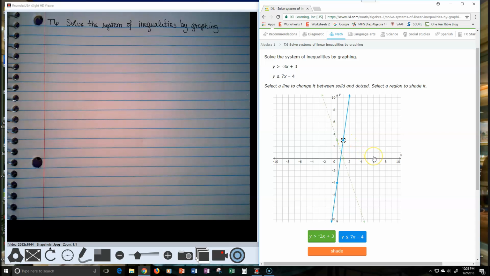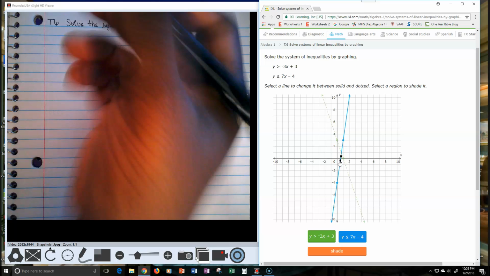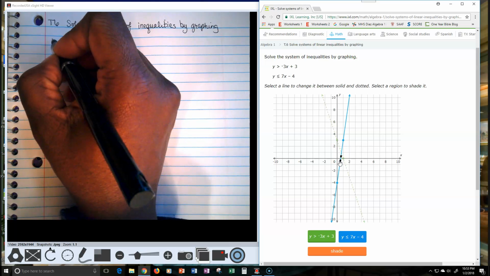Okay, this is where it gets really, really tricky. Now we didn't have any problem at all doing y is greater than the green line. But y is less than or equal to 7x minus 4. Do we shade above? Do we shade below? Well, in this case, I would say use a test point. What can we use? Of course, 0, 0. We want to see if on this blue line we should include 0, 0.